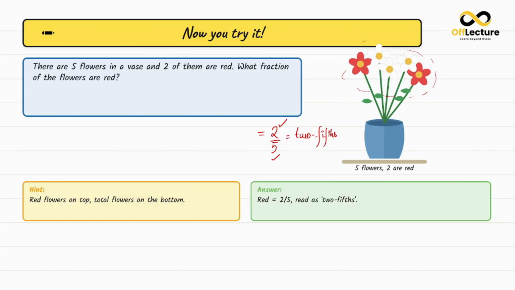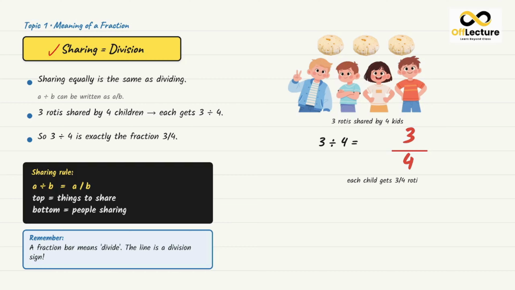Okay. Now let's move to another concept or meaning of fraction, which is sharing equals division. And this is important. Sharing equally and dividing are the same thing. What it means is, if we are sharing things equally, it means that we are dividing the thing, and these are the same thing. That is, sharing equally is the same as dividing. That is, a divided by b can be written as a by b.